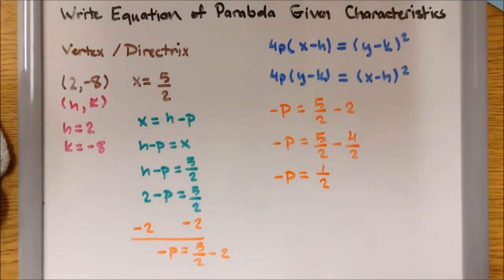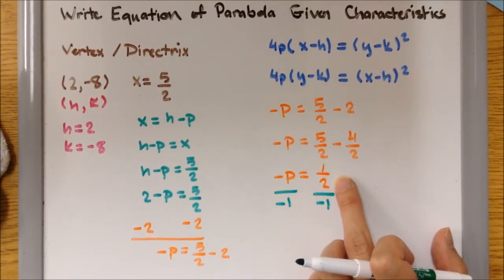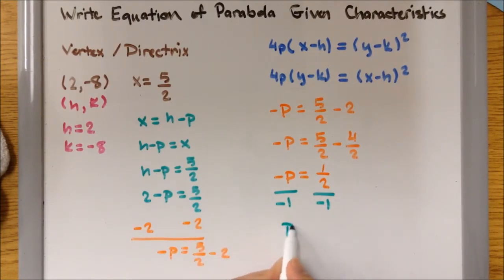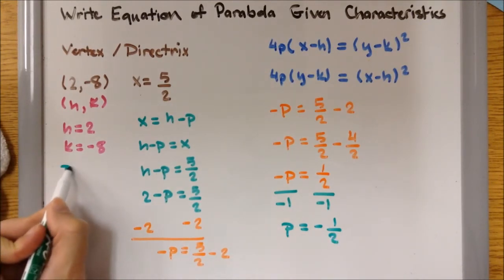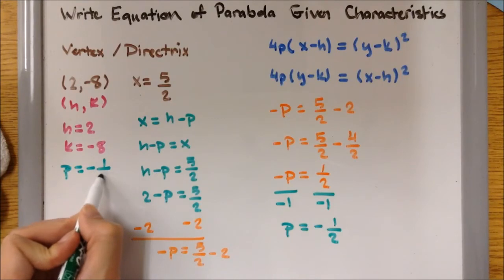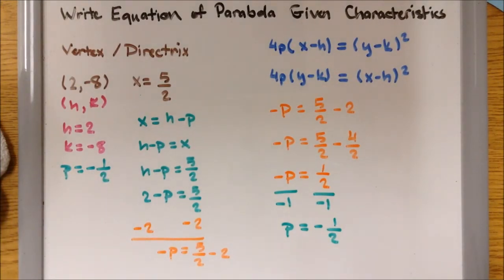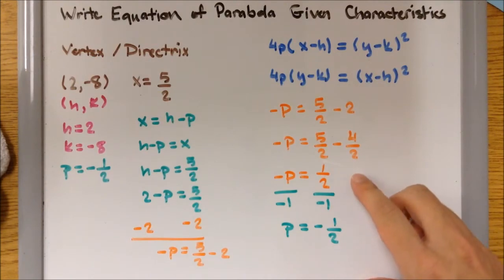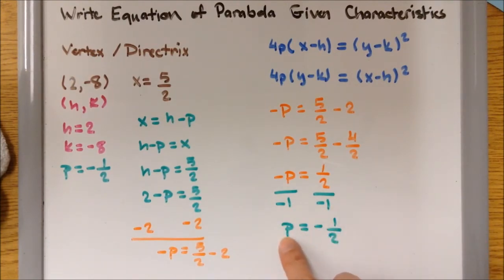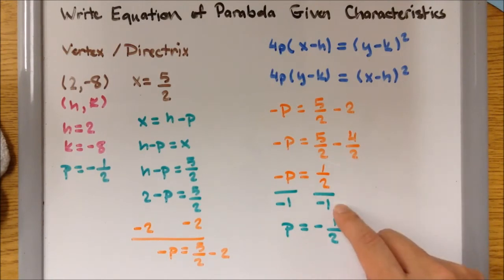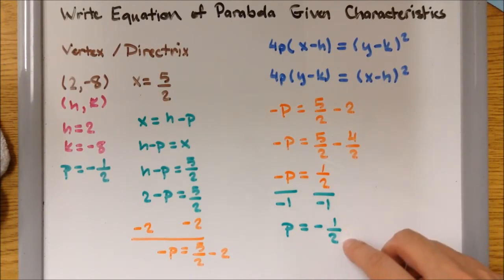Next, I want to get a positive p value. So I'm going to divide by negative 1, divide by negative 1. So it's basically 1/2 divided by negative 1. Therefore, my p value will be negative 1/2. So p will equal negative 1/2. Here, all I did was divide by negative 1 so I can get a positive p. And since I'm dividing by negative 1, anything that comes out will be the same number value but with a different sign.